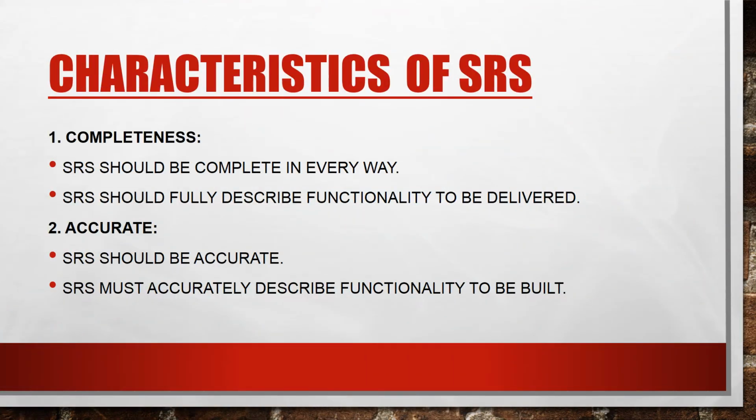Now we will discuss the characteristics of software requirement specification one by one. The first characteristic is completeness. Completeness means the SRS document that we are maintaining should be complete in all aspects, and it should fully describe all the functionalities to be delivered by the system. That means it should contain all types of input and provide all the features, so that it will be easier to handle all the functions of the system.